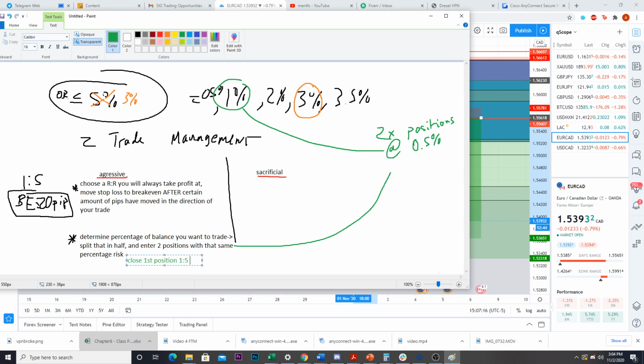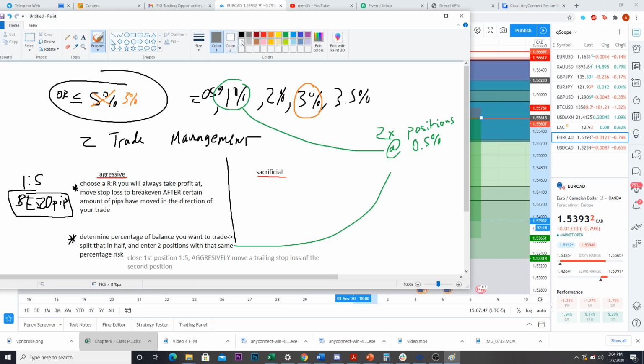And then, aggressively, hence being an aggressive trade management style, aggressively move a trailing stop loss of the second position. Okay, so let's extend this out a little bit. Let's put it right here. Let's just give this a gray color because it just comes right under that. Let's do this real quick, and this will be the subsection of that.